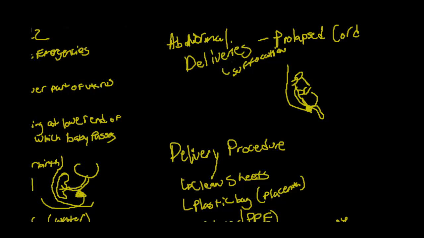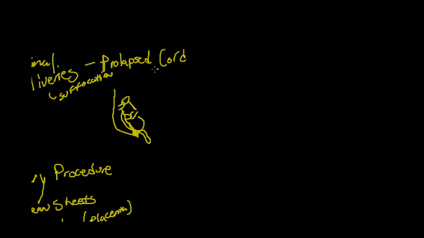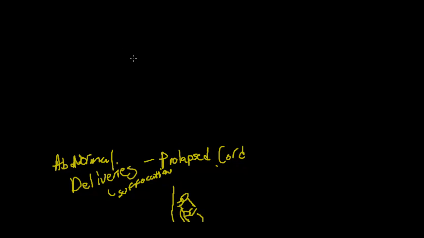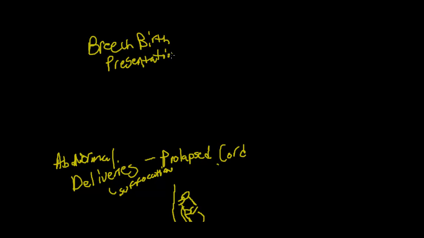And then you have a breech birth presentation. Let me scroll over. Sorry, I'm having trouble with my pen. There we go. So we have breech birth presentation. So what's happening here is you may have, let me draw this out. So here we have the mother and we have the baby. So the baby's head will be up here.